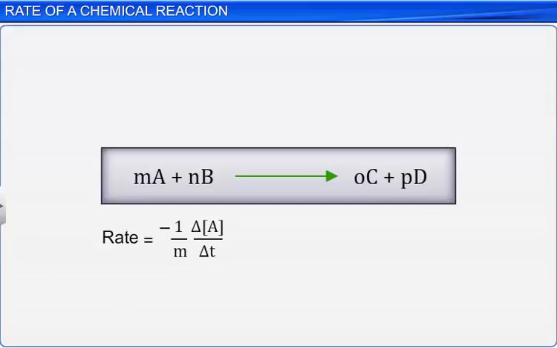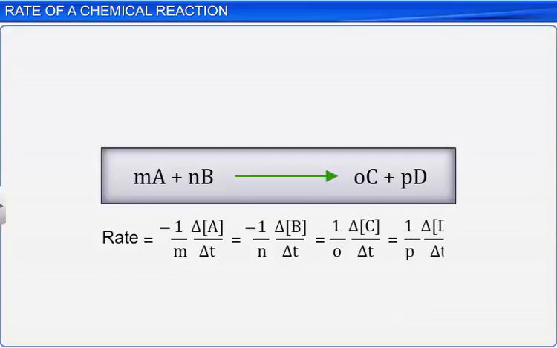-1 by m into delta A by delta t equal to -1 by n into delta B by delta t is equal to 1 by O into delta C by delta t is equal to 1 by P into delta D by delta t. You have learnt about the rate of reaction.